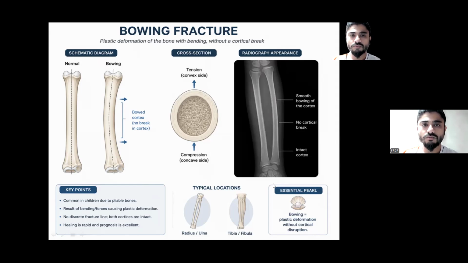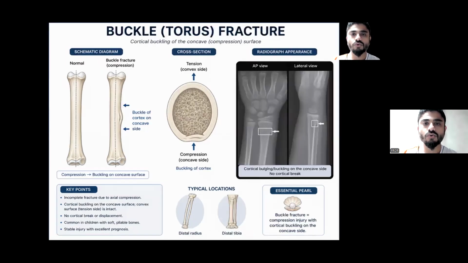Now the bowing fracture is done. Now we'll move on to the buckle fracture, also known as a torus fracture. Like we discussed, when you apply pressure on the concave side of the bone, there will be buckling of the cortex. This is a buckle or compression fracture. Here is the normal appearance of the bone. If you apply pressure on the concave side, you will see buckling of the cortex. So this is the buckling of the cortex, right?